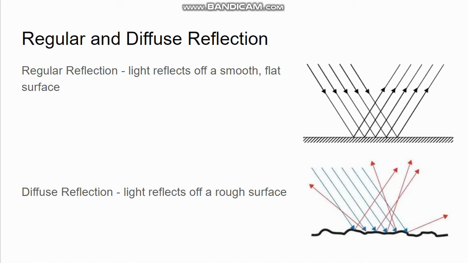The two types of reflection are regular and diffuse reflection. Regular reflection is when light reflects off a smooth, flat surface, and diffuse reflection is when light reflects off a rough surface.